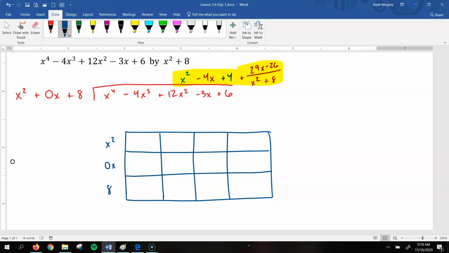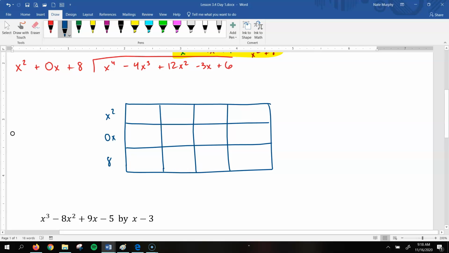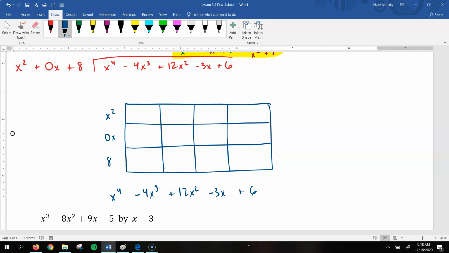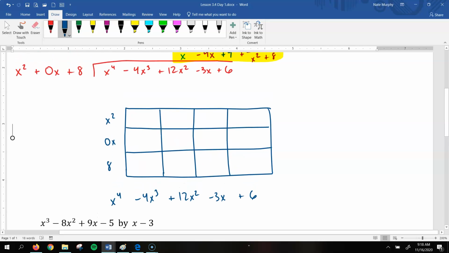And I'm going to, to make it a little bit easier, put the x to the fourth minus 4x cubed plus 12x squared minus 3x plus 6, and put that down here just so I have that to look at.